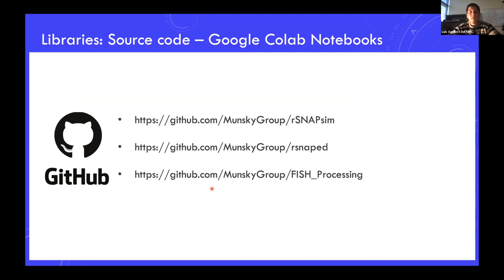All the codes are open access and they can be accessed in the GitHub repository. You can just Google Munsky Group like that. And then we have multiple implementations in GitHub and also in Colab for easy access.